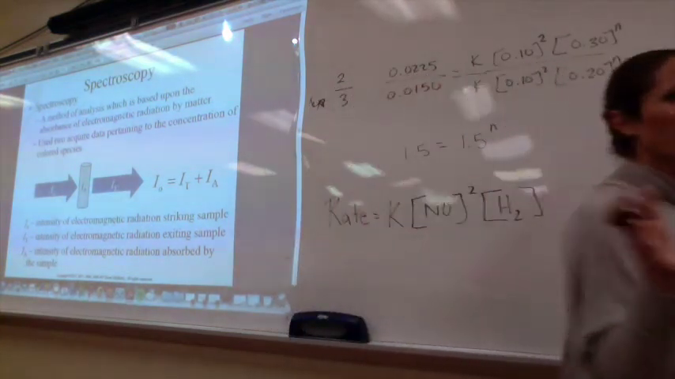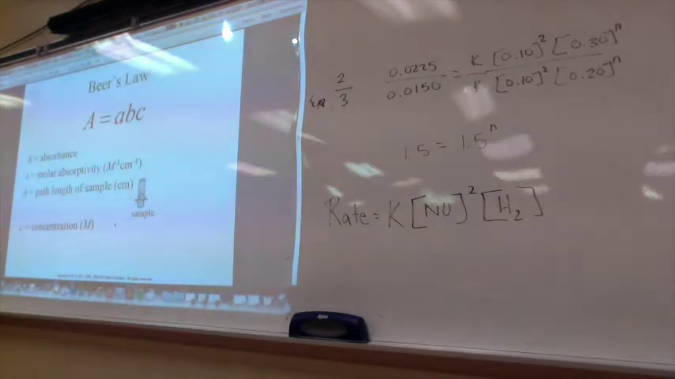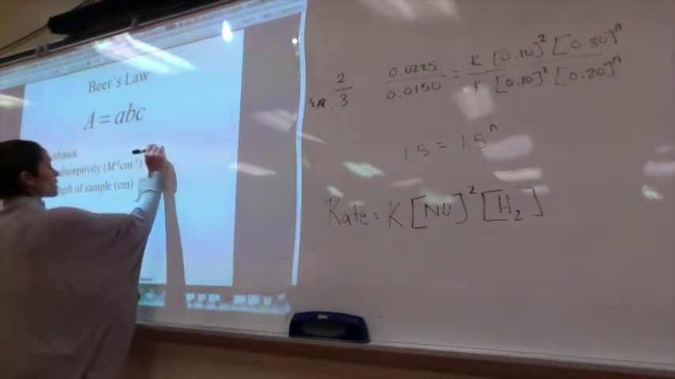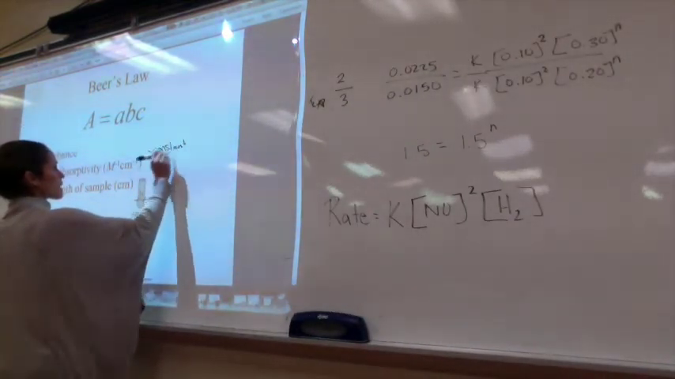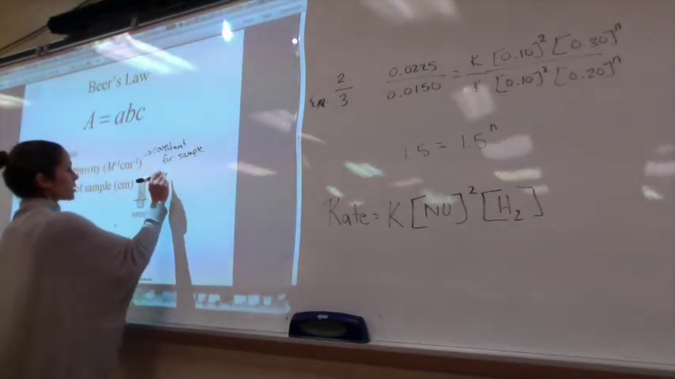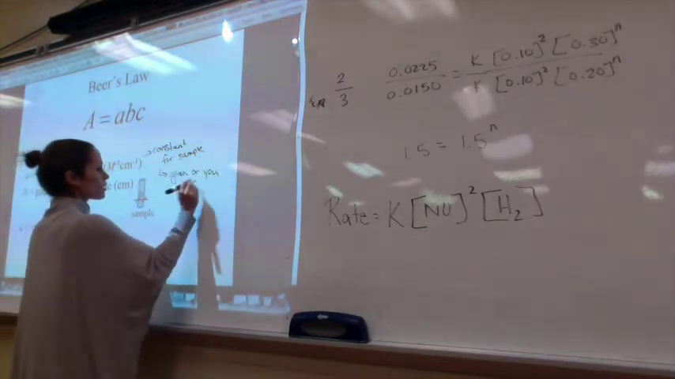So I think you all kind of remember that from the beginning of the year. What you do need to recall is Beer's law for this. So A is absorbance, little a is molar absorptivity. Now this one is a constant for that sample. So you can look this up, or you'll calculate it. So it's going to be either given or you solve.